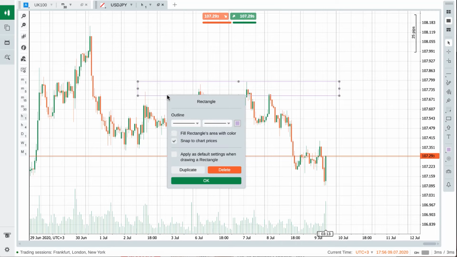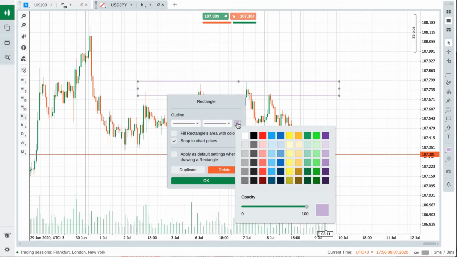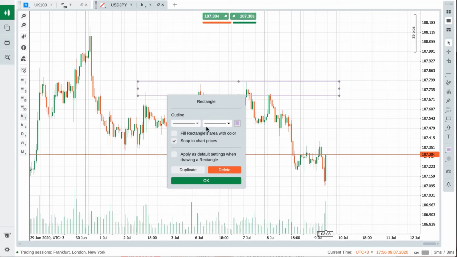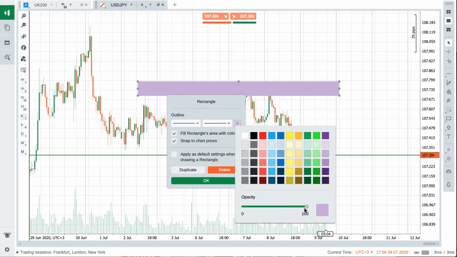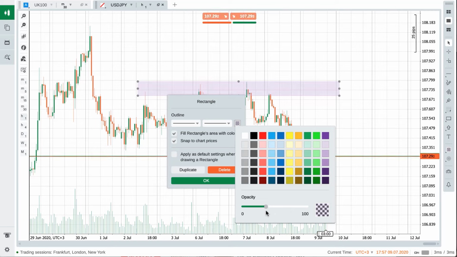Whereas if you're using a rectangle, and by the way, to change some of the things, you can fill the rectangle's area with color, but then you can't see price. But you can go here and make it a little bit more transparent, and you can see what's going on.